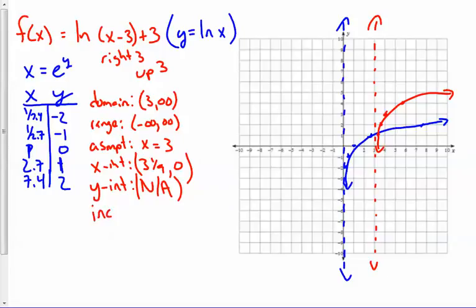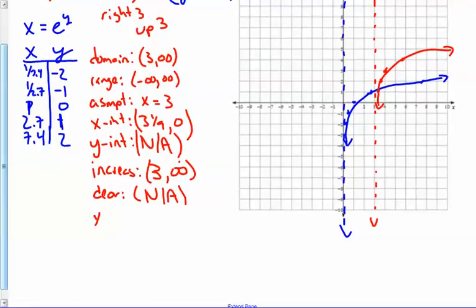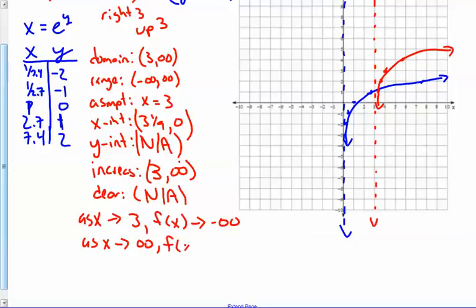And again, this increases for its entire domain, and its domain is 3 to infinity, and it doesn't decrease at all, so that would be NA, and its end behavior. So as x approaches 3, f of x approaches negative infinity, and as x approaches infinity, f of x approaches infinity. Okay, so that's graphing of exponentials and graphing of logarithmics.